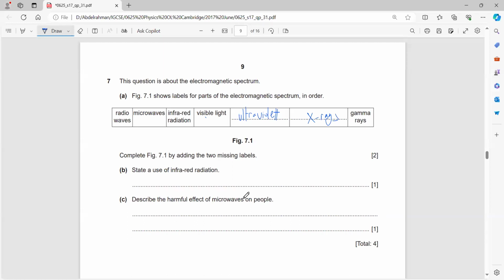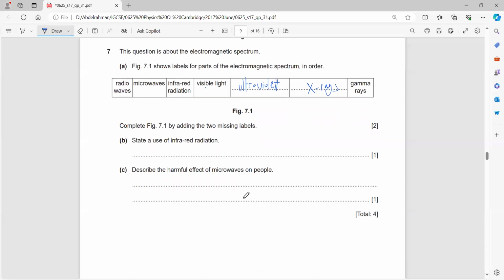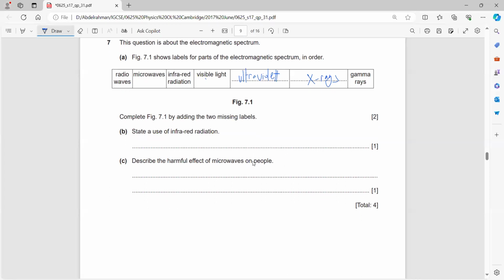State one of the uses of infrared radiation. What's one use of infrared radiation? Can you remember? Infrared radiation, we always use the remote control. Thank you. Describe the harmful effect of the microwaves on people.